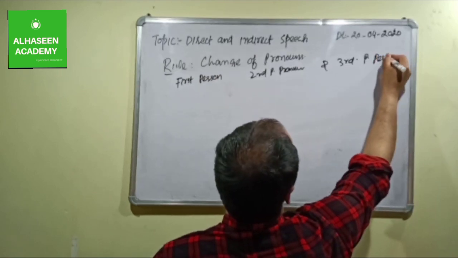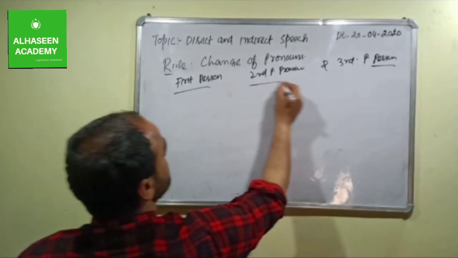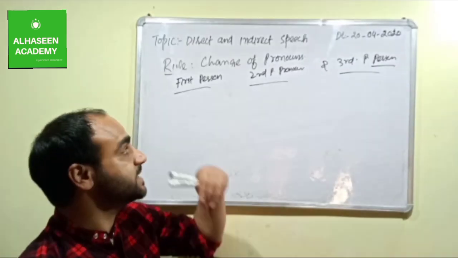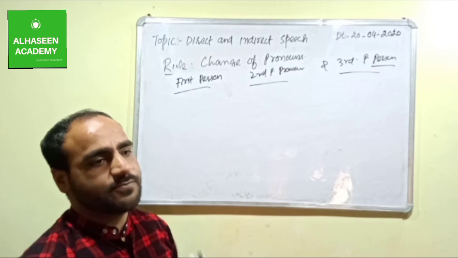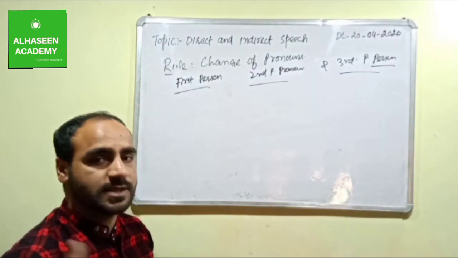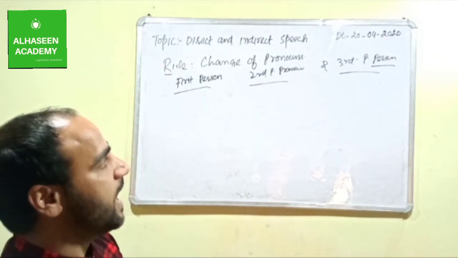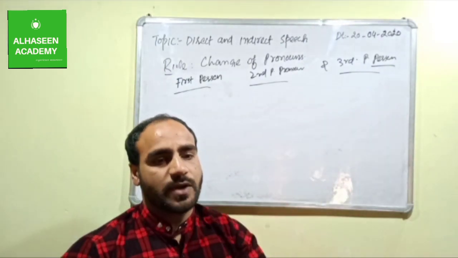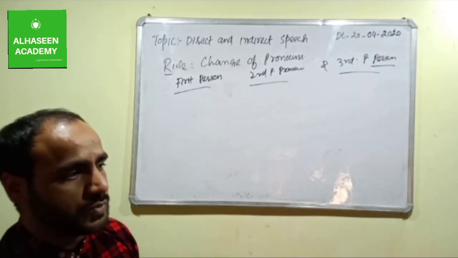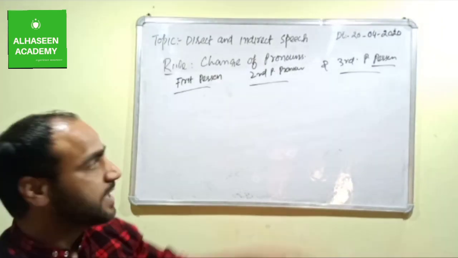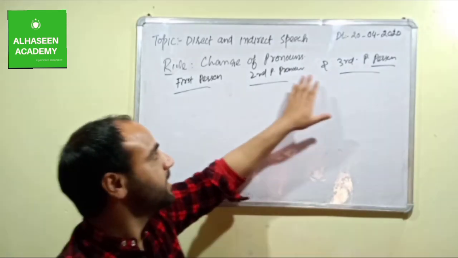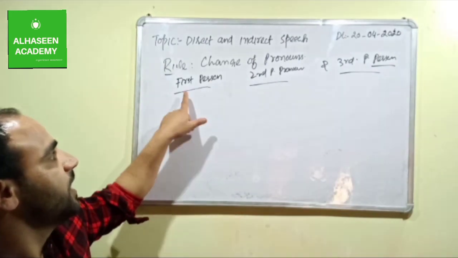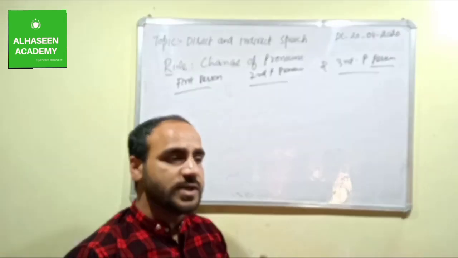What is first person, who is second person, and who is third person? The first person is the person who is talking to the second person. For example, I am teaching you. I am the first person and you are the second person. And the one about whom we are talking is the third person. For example, we are talking about the principal of your school, who is not present in this class. So that is called the third person. You people are the second person because I am teaching you and you are listening to me. And the first person is who is speaking.